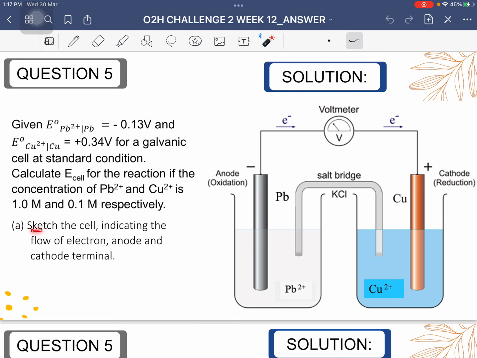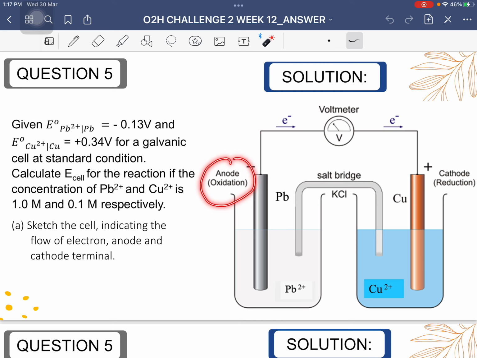So first of all, we need to sketch the cell. Here we have the lead solid and the copper solid. Both of the electrodes are connected with a wire via the voltmeter, and each of the electrodes must be immersed in their ion solution. So we must show that the lead is immersed in the Pb2 plus ion, while copper is immersed in copper 2 plus solution.